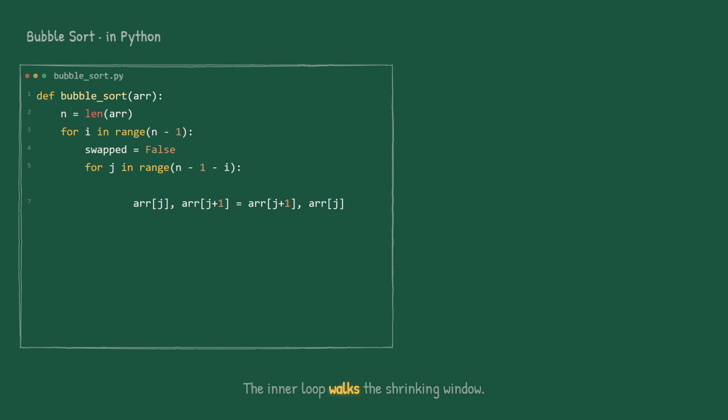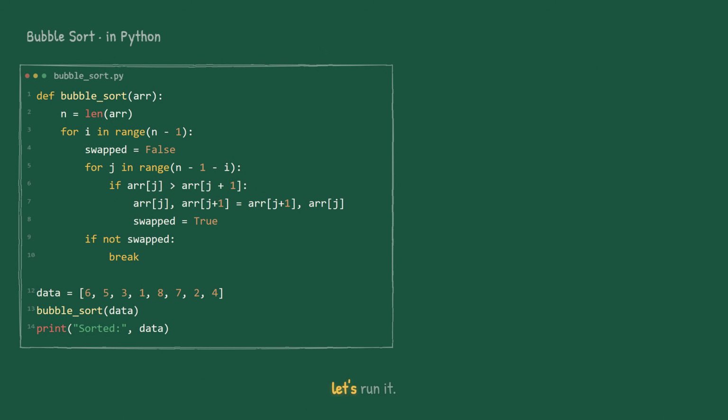The inner loop walks the shrinking window. Compare 2 neighbors. And if the left one is bigger, swap them. Right there in one clean line. We swapped, so raise the flag. Swapped equals True. And after the pass, if the flag never went up, break. We're done.